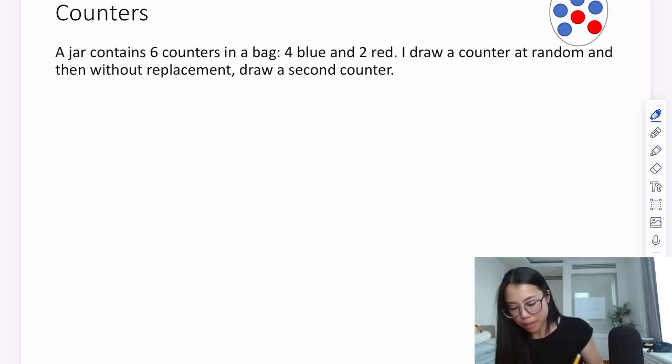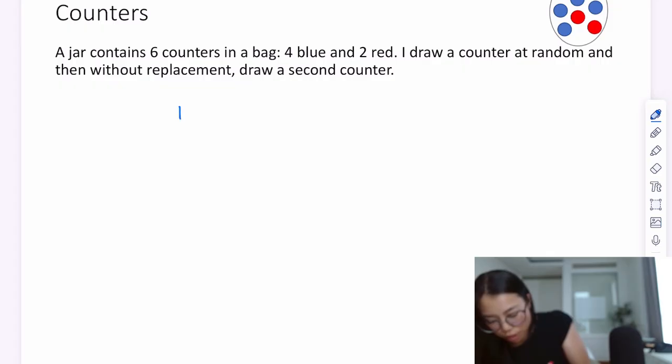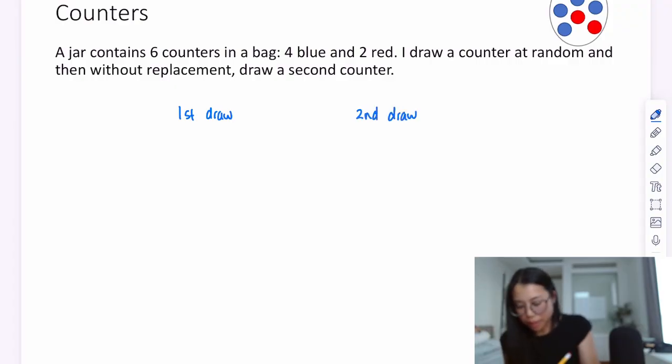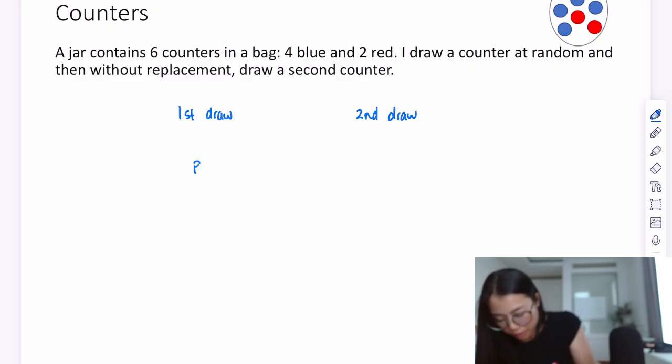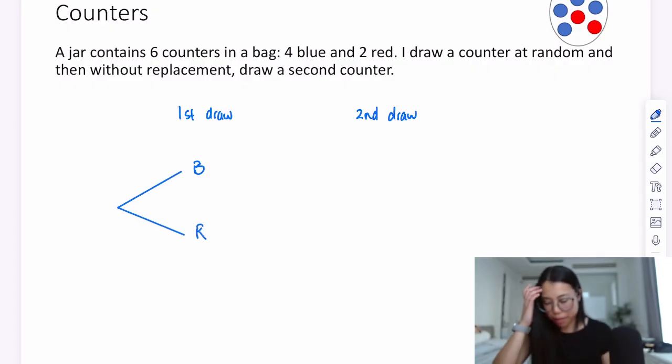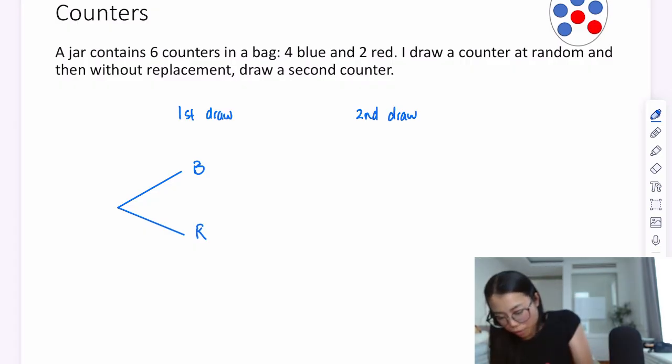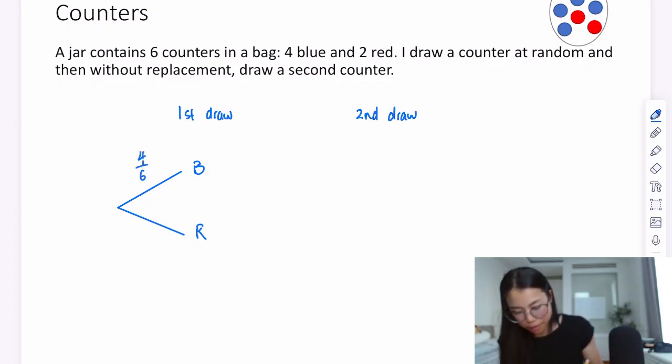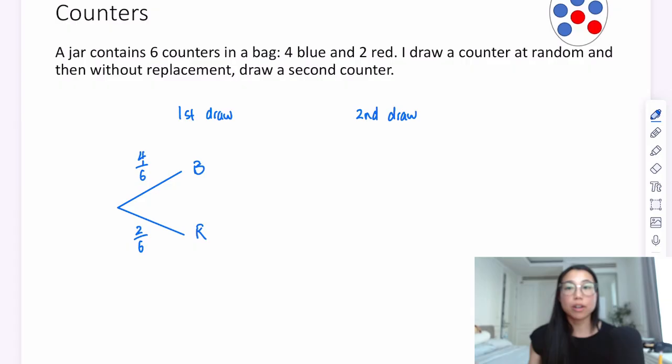So let's set this up. The first column will be the first draw, and then the second column will be the second draw. The possible outcomes are blue or red. And then we're going to add branches to these possible outcomes as well as their associated probability. So there are 4 out of 6 blues and there are 2 out of 6 reds. Notice that all the probabilities in this event sum to 1.